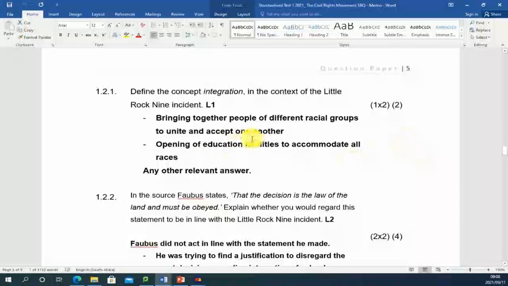So it means bringing together people of different racial groups to unite and accept one another, and the opening of education facilities to accommodate all races. Okay, so it's not asking you for a general definition of integration, which would stop after that first part, bringing together different people. Okay, but you need to be specific to this context.